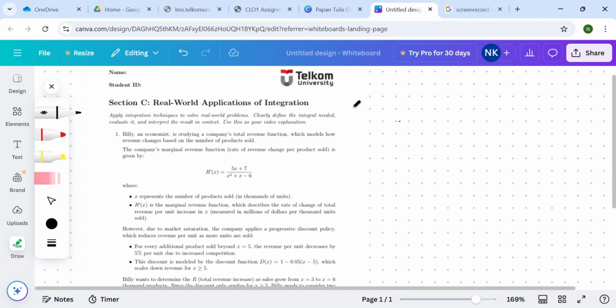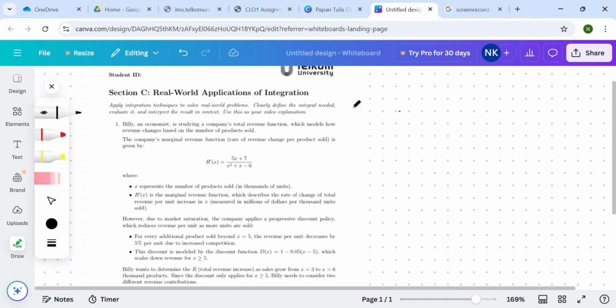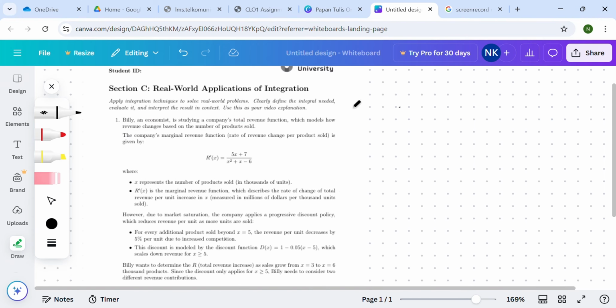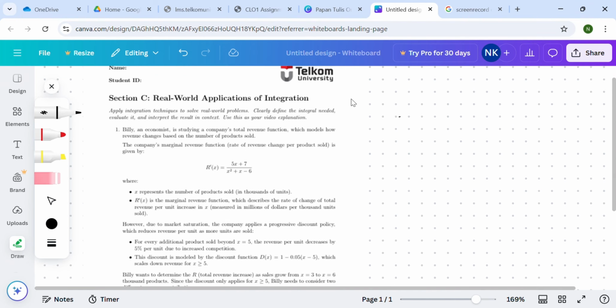In this video, I will be explaining how to solve Section C, real-world applications of integration. This part consists of only one question, but there are three subparts, part A, part B, and part C, that need to be solved. First, I'm going to read the question and interpret the meaning, and then I'm going to solve part A, part B, and part C.